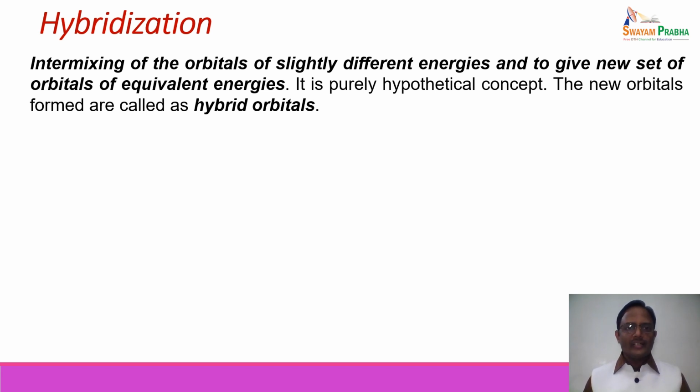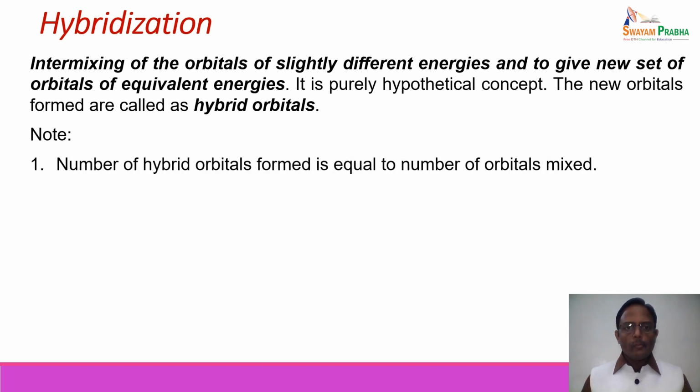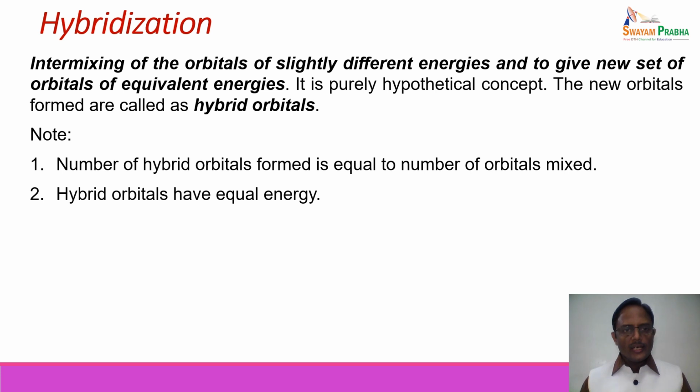Hybridization is actually defined as intermixing of orbitals of slightly different energies to give a new set of orbitals having all equal energies. It is a purely hypothetical concept, and the new orbitals which are formed are called hybrid orbitals. Basically, it can be put in 2 words: intermixing and recasting of the orbitals. Important to note that the number of hybrid orbitals formed is always equal to the total number of atomic orbitals mixed. Secondly, the hybrid orbitals have equal energies.